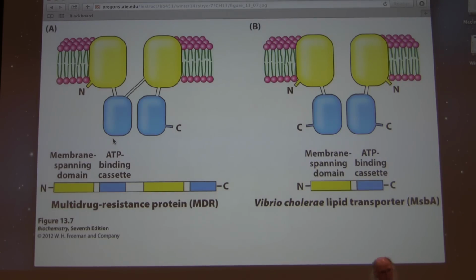Okay, yes? So these are selected for these proteins? Well, certainly the fact that a cell could continue to grow would select for it. So yes, right.